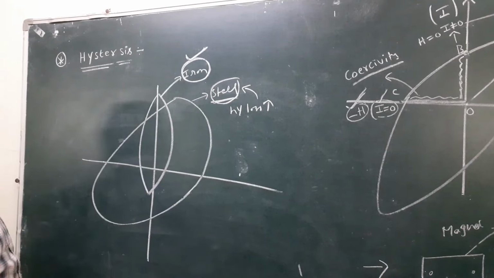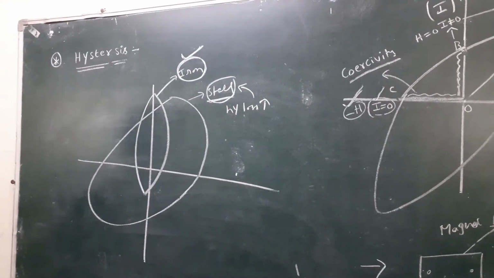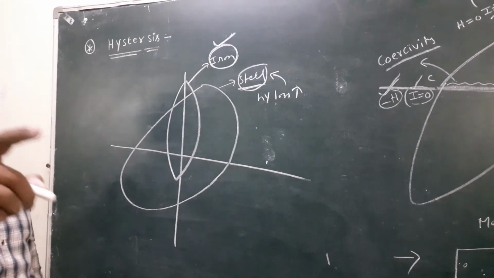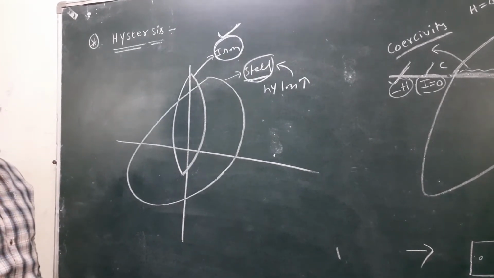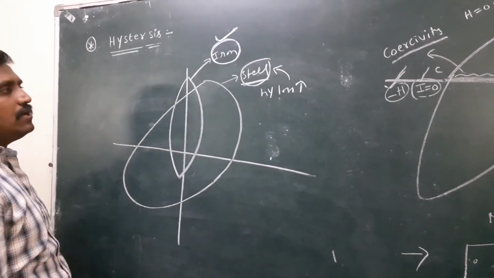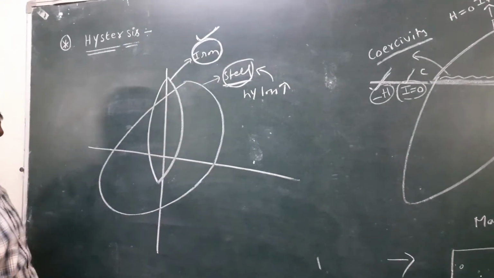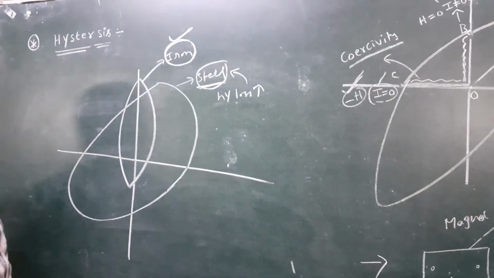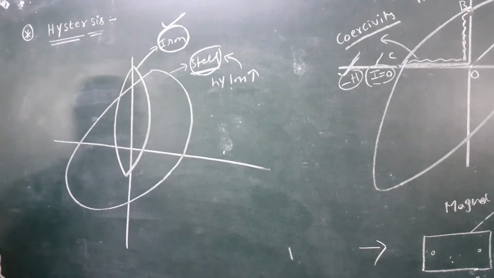The area of the loop is less, so automatically the hysteresis loss is also less. So iron can be used to make transformers. Steel's hysteresis loss is more, so energy loss is more, and it cannot be used in making transformers.